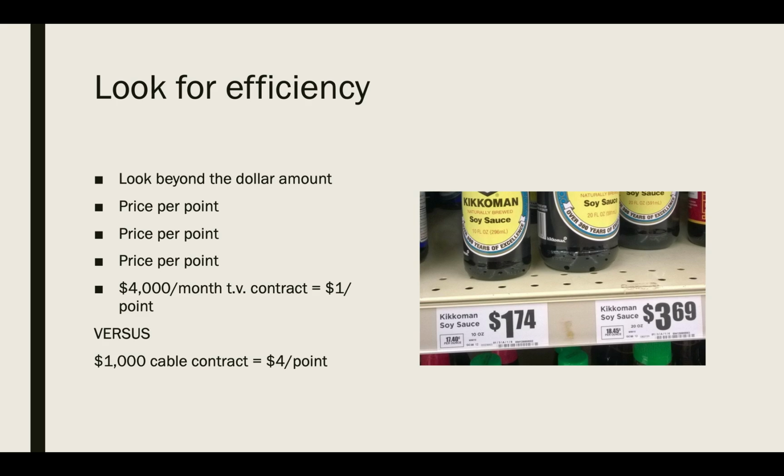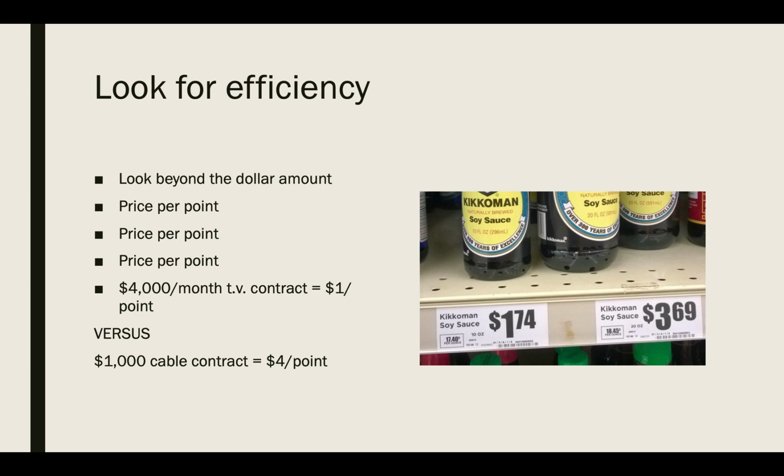Look for efficiency. So, here I have 2 photos of sticker prices at the grocery store. So, we have a small bottle of soy sauce for $1.74 and a larger bottle for $3.69. The smaller one is 17 cents per ounce. The larger one is 18 cents per ounce. Basically the same price, okay, when we start looking at per ounce. Look at price per point. That's what you should look at.